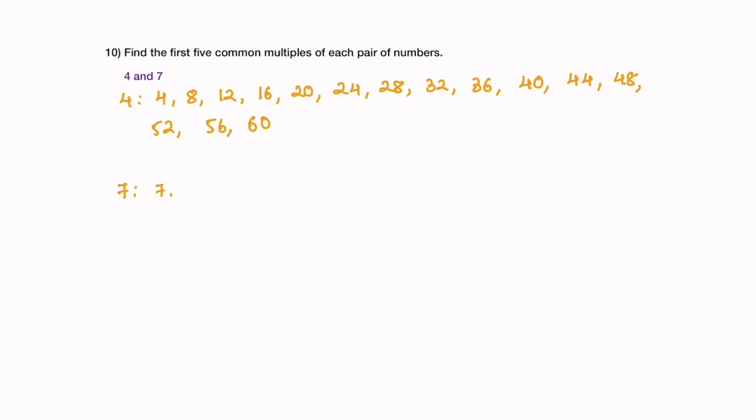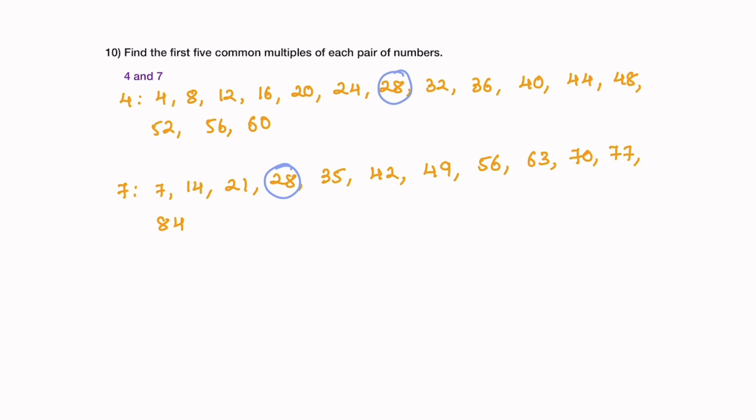7, 14, 21, 28, 35, 42, 49, 56, 63, 70, 77, 84. Okay, let me see if I can have at least 2 common multiples so I can identify the pattern. So 4, 8, 12, 16, 20, 24. We don't have anything here. We have 28 and 28. 32 no, 36 no, 40 no, 44 no, 48 no, 52 no, 56 yes. Okay, so we got 2. So we are good to go.